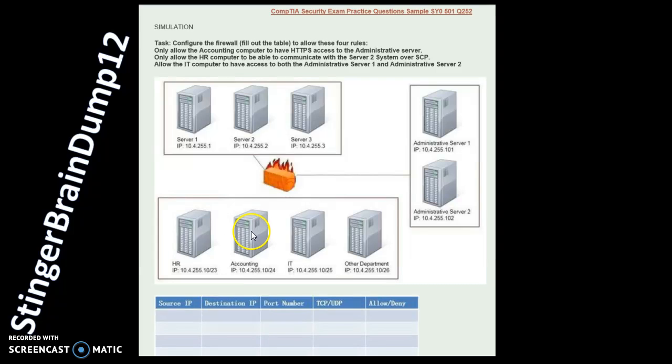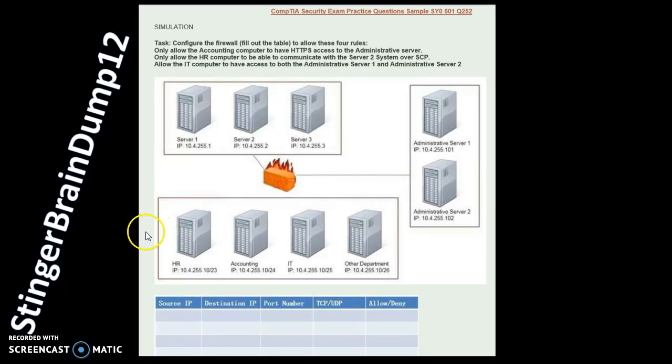So we're going to have this attached. It should say administrative server 1, but it doesn't say it on there. Basically, we're going to put the host, the source IP, right here, which is the accounting. Its destination is going to be the administrative server over here. So remember that as the destination IP. Now, since it's using HTTPS, we have to use port 443, which I believe is a TCP.